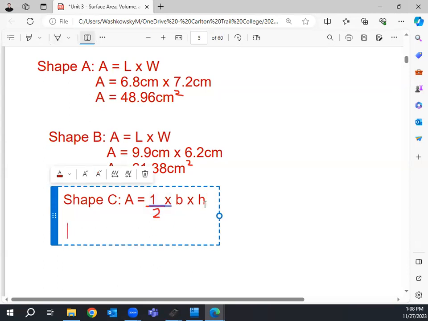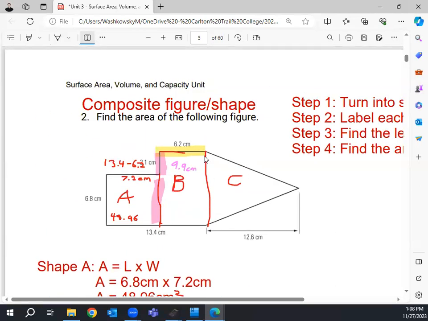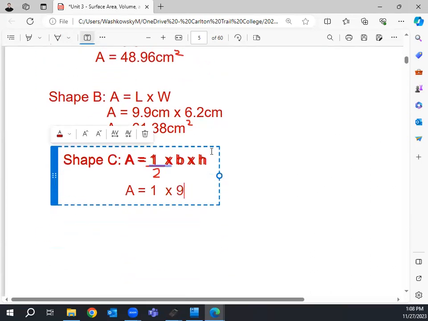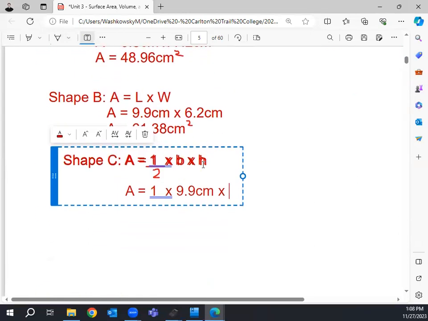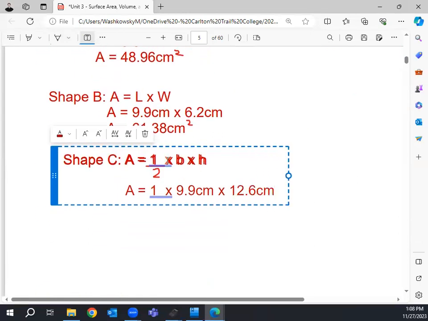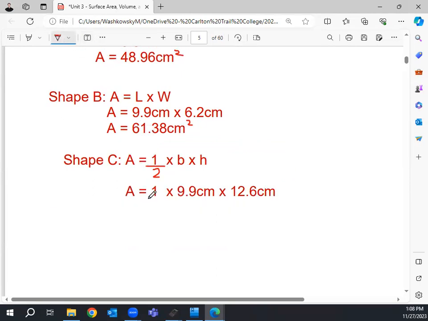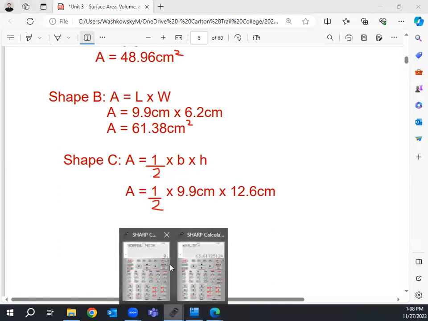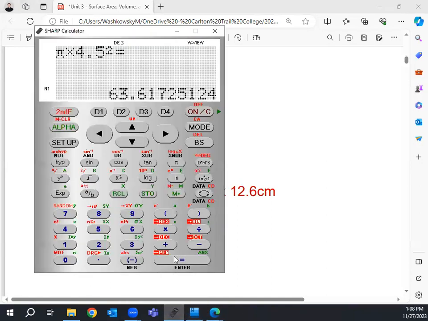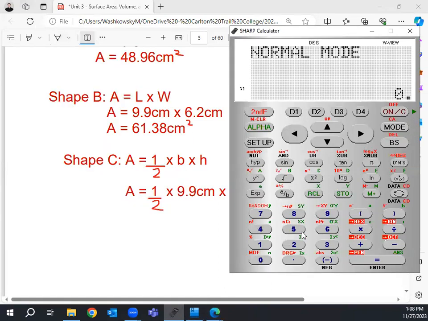Cool. So all I'm going to do now is the same thing, substitute it in. I still have a half. My base is going to be 9.9. My height of this was 12.6. And then all I've got to do is punch those into my calculator.